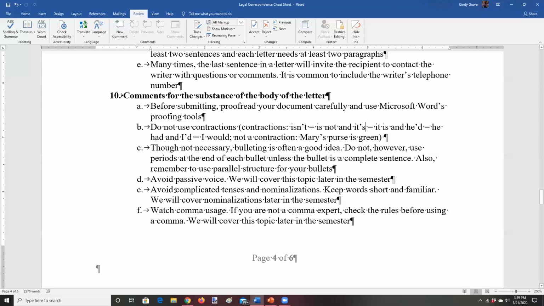Avoid complicated tenses. Usually you're going to want to have no more than 2 verbs in your verbal phrase. There are times where complicated tenses are merited, but if you start finding your verbal phrase is 3 or 4 words long, that's an indication that you may be adding unnecessary complication and confusion for your reader.